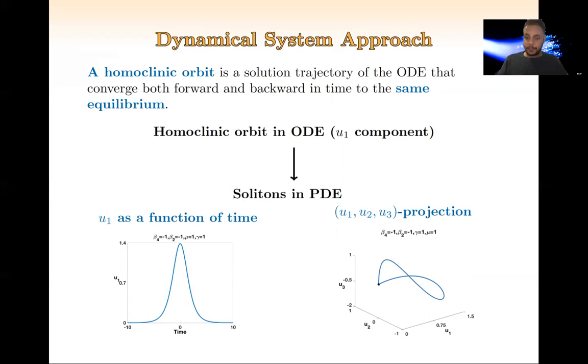Here in this figure, we are showing a homoclinic orbit of our system for this given fixed parameter value. As you can see, first we are showing it as u1 as a function of time. You can see it starts at the equilibrium 0, reaches a maximum value, and converges back to the equilibrium 0. And here we also show a 3D projection of the same homoclinic orbit.